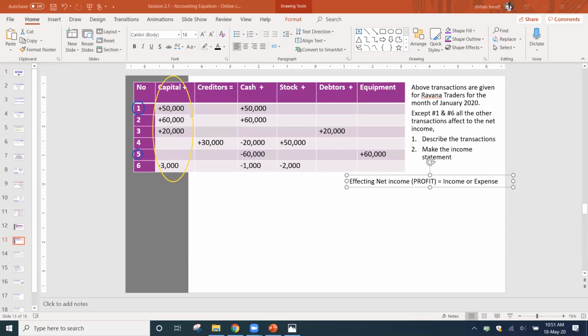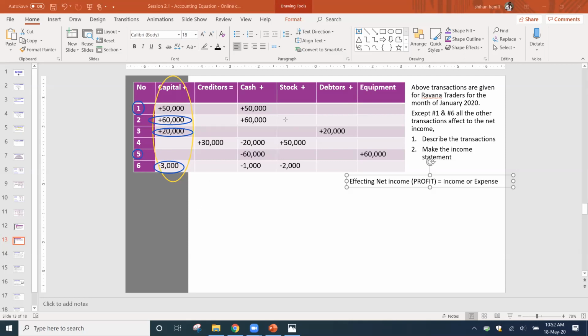That means if you take the second transaction, 60,000, it affects the profit. Capital plus means it is an income. In the third transaction also income. And the sixth transaction is minus. It affects the profit. Profit is reduced. Profit reduced means it is an expense. So second and third transactions are income, and the sixth transaction is expense.